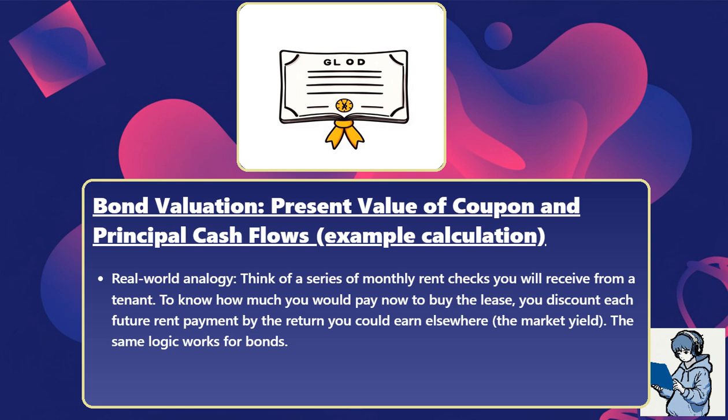Real-world analogy: think of a series of monthly rent checks you will receive from a tenant. To know how much you would pay now to buy the lease, you discount each future rent payment by the return you could earn elsewhere, the market yield. The same logic works for bonds.